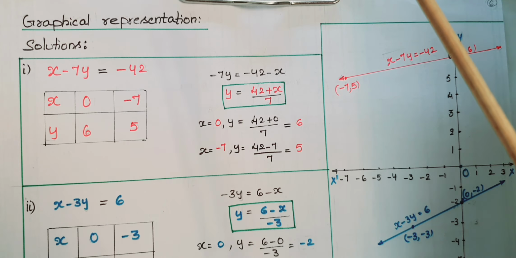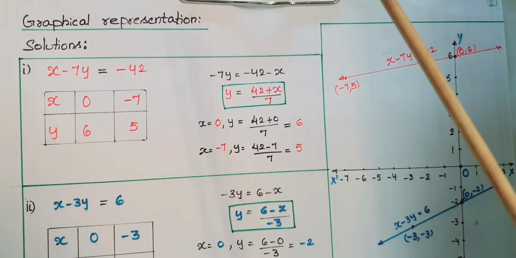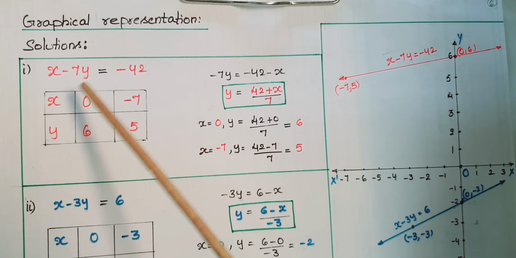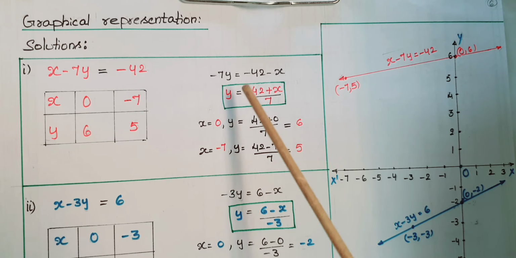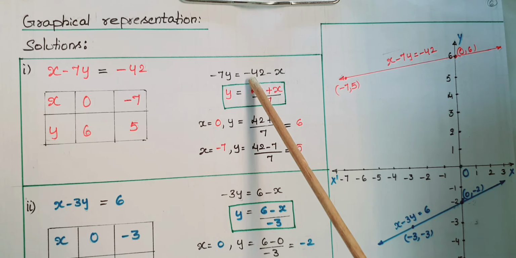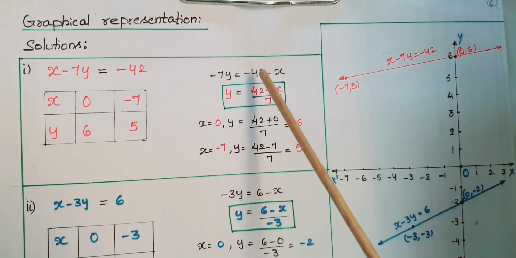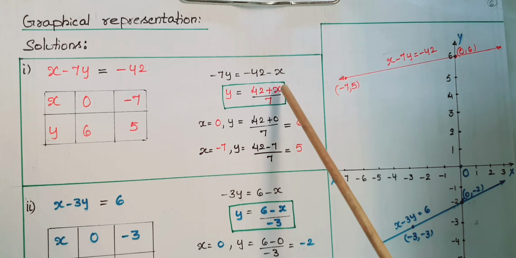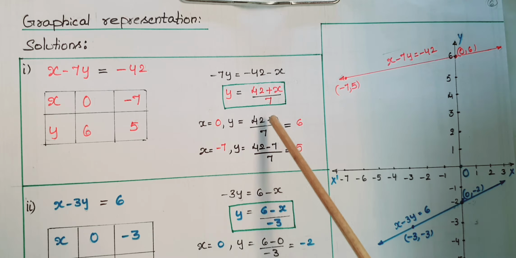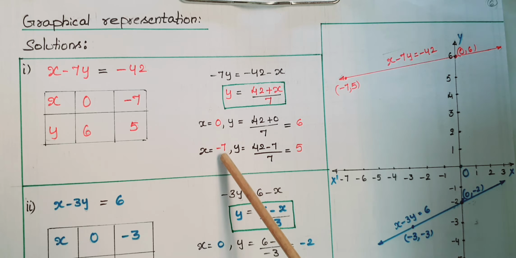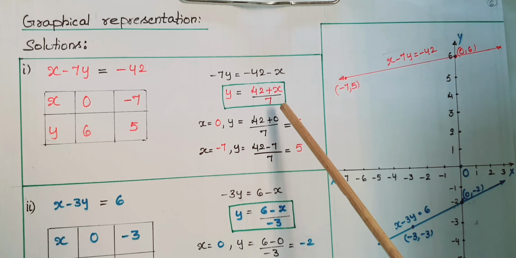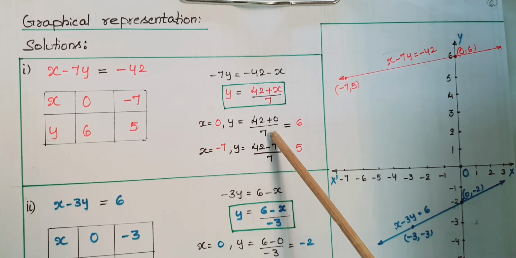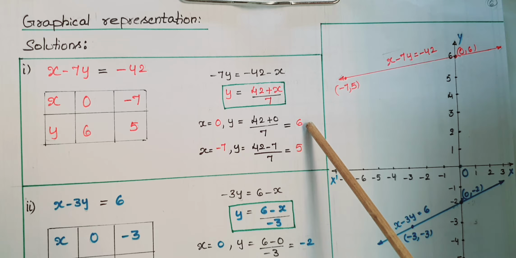Now we have to represent this situation graphically. For that we have to find at least two solutions for each equation. So the first equation is x minus 7y is equal to minus 42. If x is equal to 0, you can calculate the y value like this: minus 7y is equal to minus 42 minus x. So y is equal to (42 plus x) by 7. If x is equal to 0, then y is equal to (42 plus 0) by 7, that is 6. And if x is equal to minus 7, then y is equal to (42 minus 7) by 7, that is 5. So here you have to take x values such that the result is divisible by 7. Then it is easy to find the y coordinates.